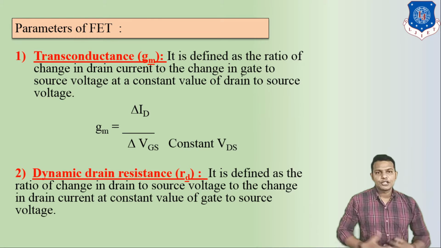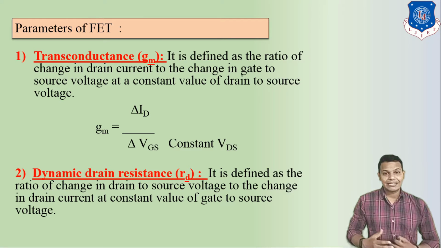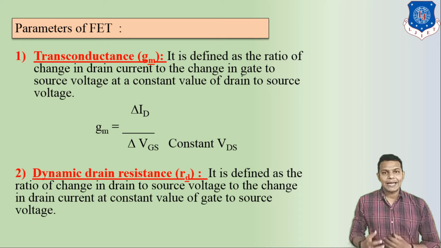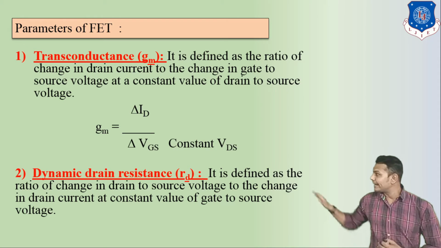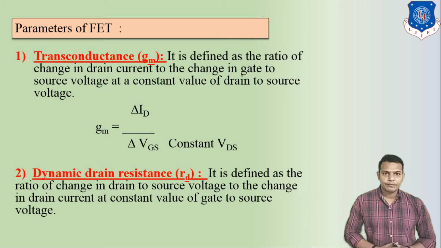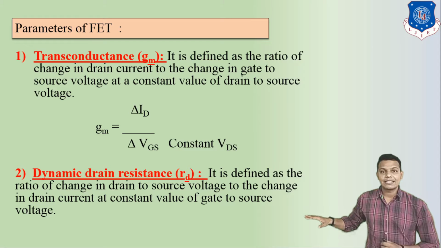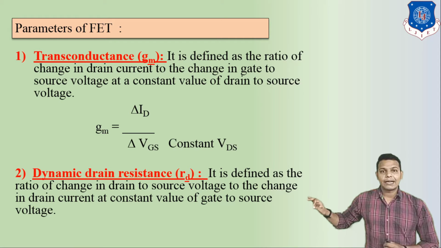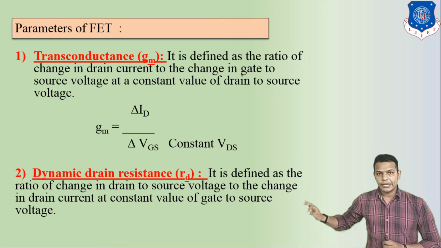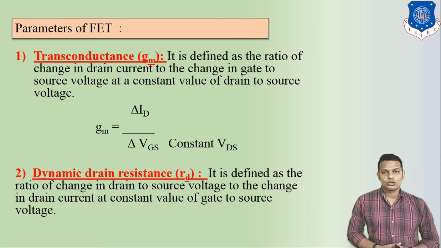Number one is transconductance. Conductance is denoted by G, and transconductance is denoted as Gm. Gm is equal to delta ID upon delta VGS at constant VDS. So at constant VDS, the ratio of change in drain current to change in gate to source voltage is known as transconductance.